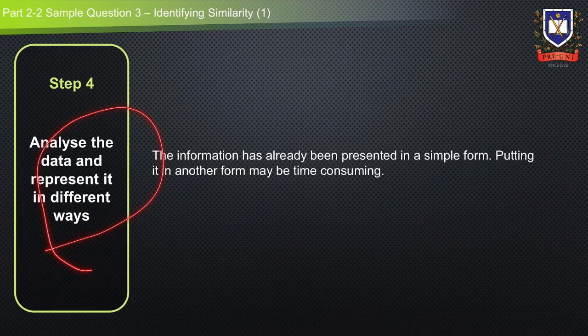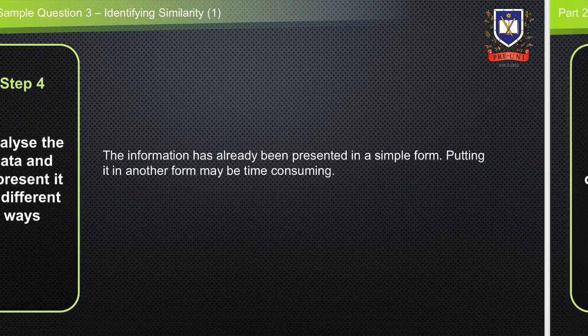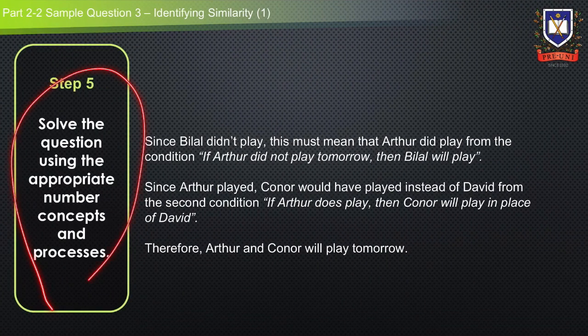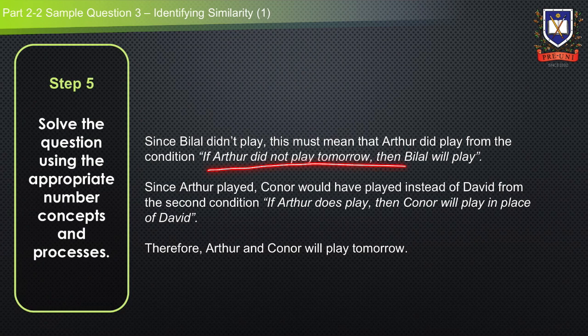Step 4 is to analyze the data and represent it in different ways. The information has already been presented in a simple form, so putting it in another form may be time-consuming and unhelpful. Lastly is step 5, where we solve the question using the appropriate number concepts and processes. Since Bilal didn't play, this must mean that Arthur did play, from the condition if Arthur did not play, then Bilal will play.